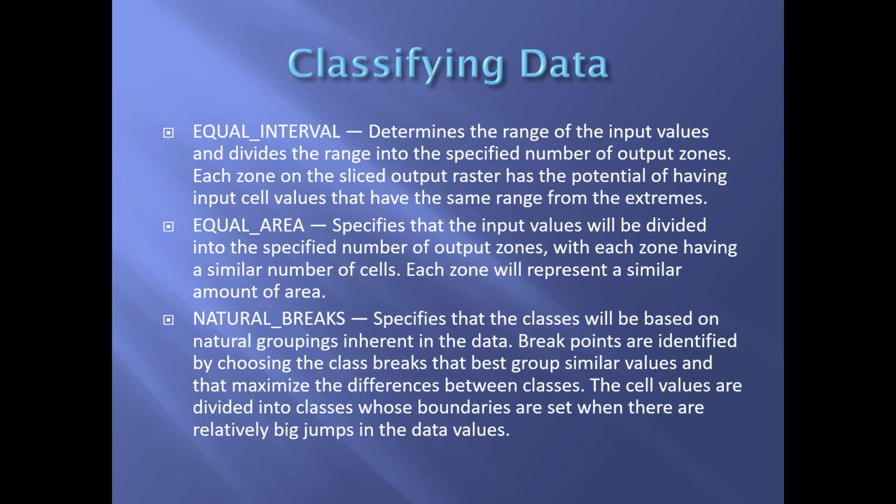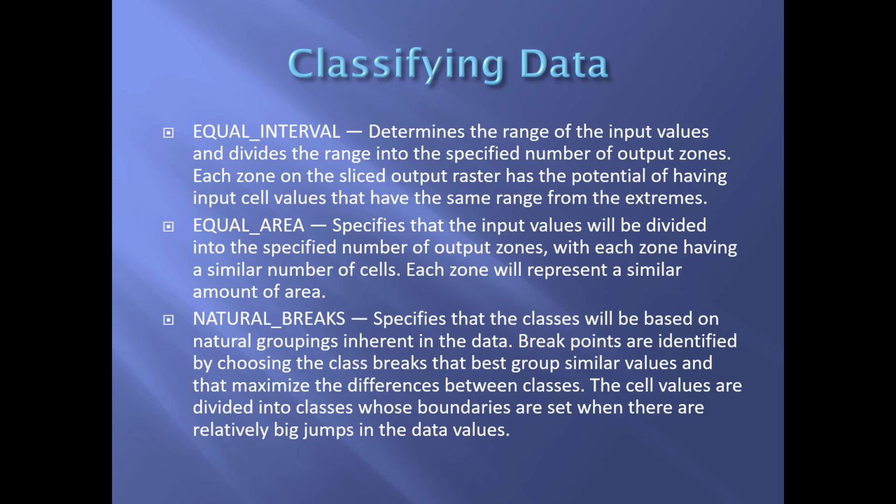So when we classify data, there are 3 different ways that you can use the slice tool. With equal interval, it's determining the range of input values and dividing the range into a specified number of output zones. Each zone of the sliced output raster has the potential of having input cell values that have the same range from the extremes. With equal area, you're looking at a specified number of output zones, with each zone having a similar number of cells. Each zone represents a similar amount of area.